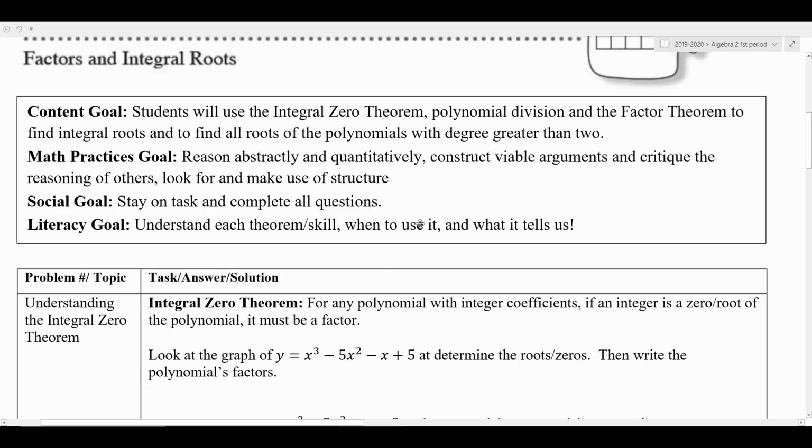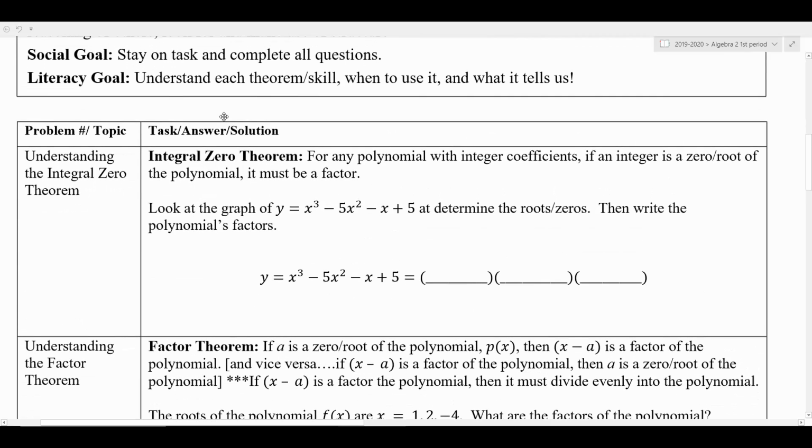There's a lot going on here, so make sure you pause and rewatch if you need to make sure that you understand what's happening here. All right. So let's take a look at this first one. We're going to talk about a theorem called the integral zero theorem. And it essentially says that for any polynomial that has integer coefficients, right? So like this polynomial right here is what they're talking about.